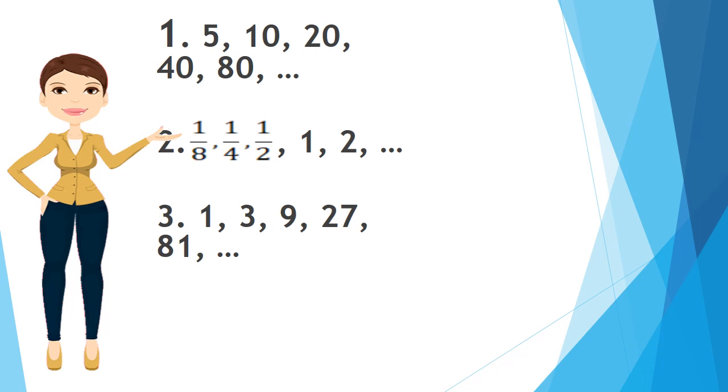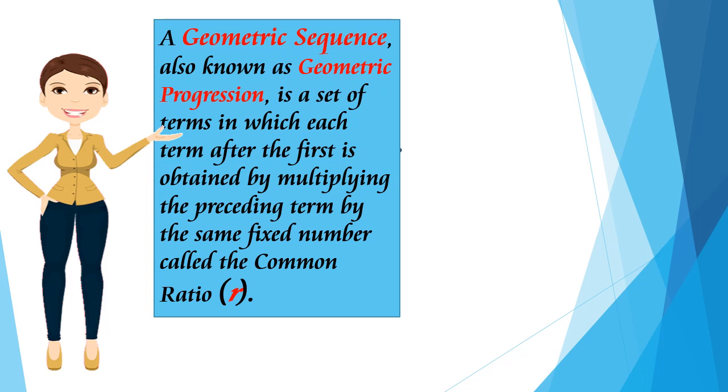So in geometric sequence, that constant number multiplied to the preceding number to obtain the next is what you call the common ratio. So what do we mean by geometric sequence? Geometric sequence is a set of terms in which each term after the first is obtained by multiplying the preceding term by the same fixed number, which is called common ratio. That is also known as geometric progression.